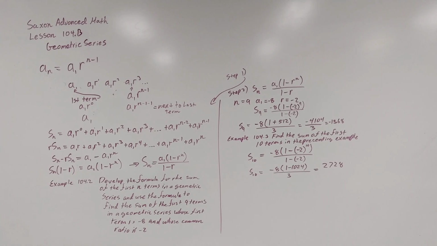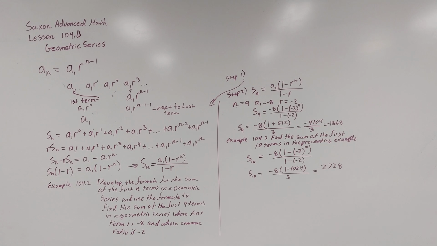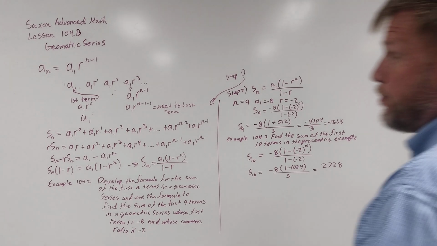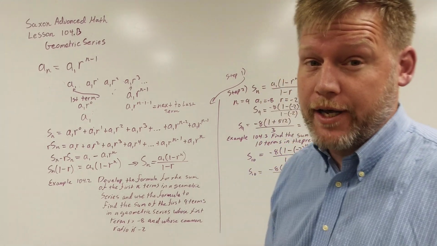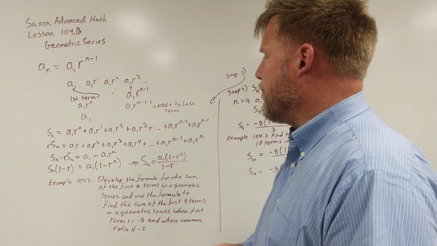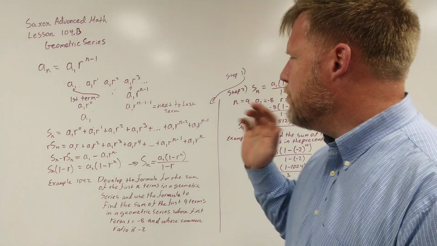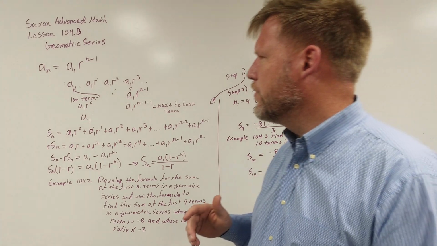This is Saxon Advanced Math 104.B, and these are geometric series. Now, in the same way that we had in the previous lesson, and if you didn't watch 104A, you need to watch that lesson to understand the difference between a series and a sequence. And we're going to develop a formula for this. And you'll stay with me as we get into the weeds just for a moment, and we come back out of them. I think that you'll understand this.